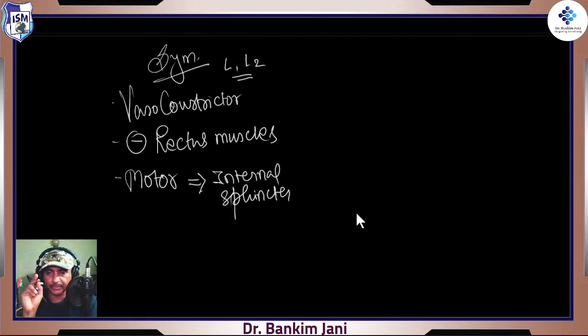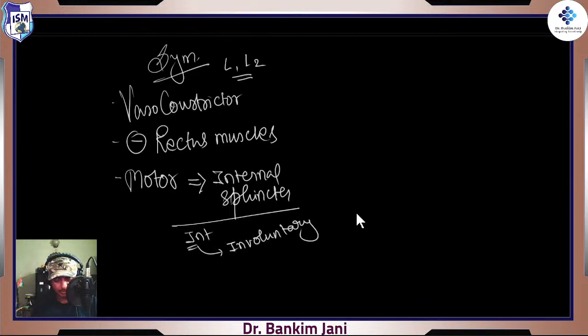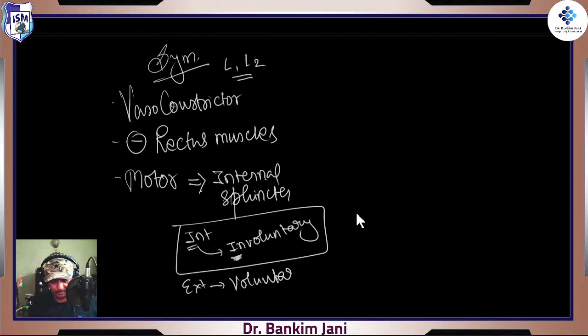Now we'll talk about the internal sphincter and external sphincter, but in a nutshell, we know that there are two anal sphincters. One is the internal anal sphincter and the second is the external anal sphincter. Internal is I for involuntary. That means this sphincter is under the control of the autonomic nervous system, right? External is voluntary. We'll look at its supply.